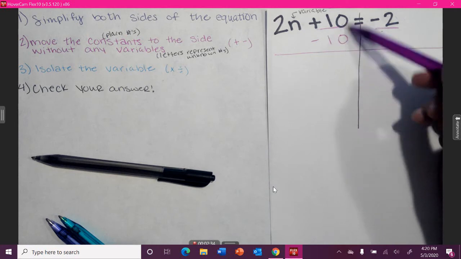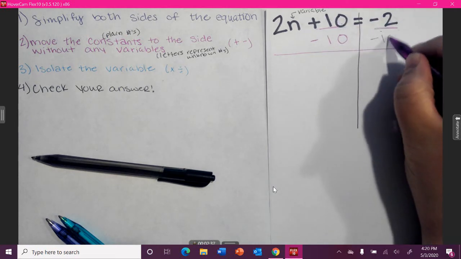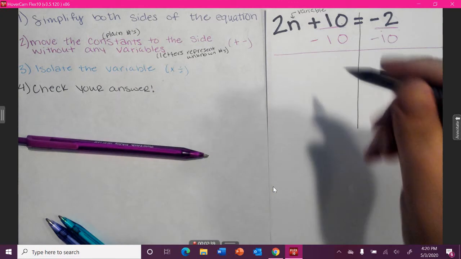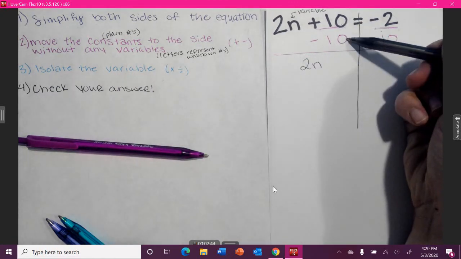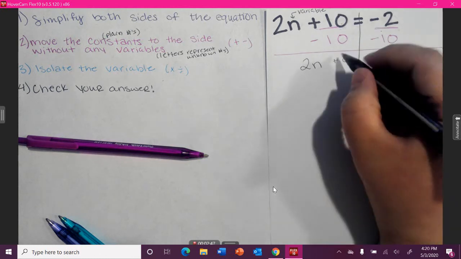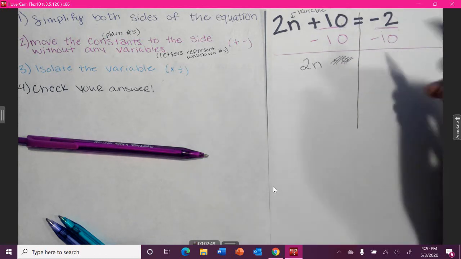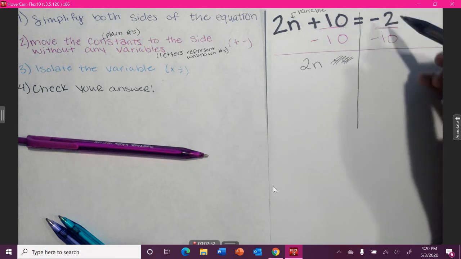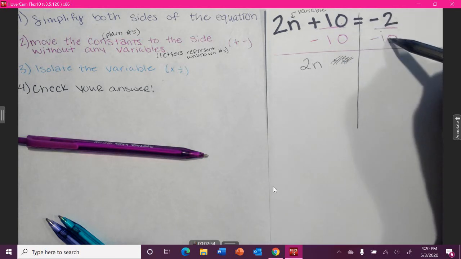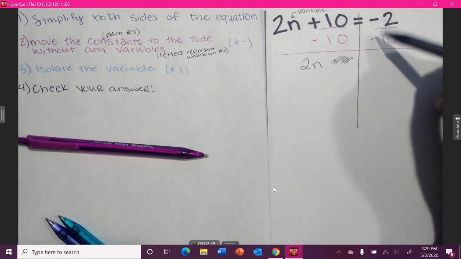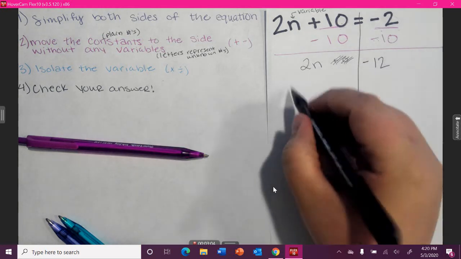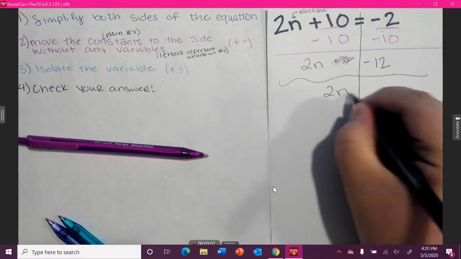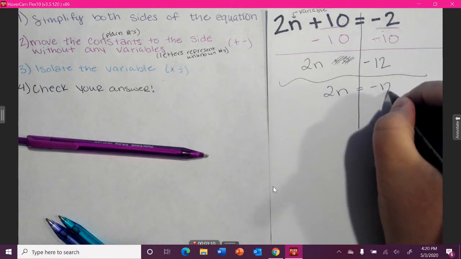If I did that to the left side, I also have to do that to the right side. This leaves us with 2n, that term, and plus 10 minus 10 make a 0. We don't really have to write a plus 0, because adding 0 doesn't change the value. We'll have a -2 minus 10. These are the same signs, and we're adding or subtracting. If they're the same sign, we'll add them together and keep the sign, which was negative. I'm just going to rewrite this. We'll have 2n equals a -12 now.